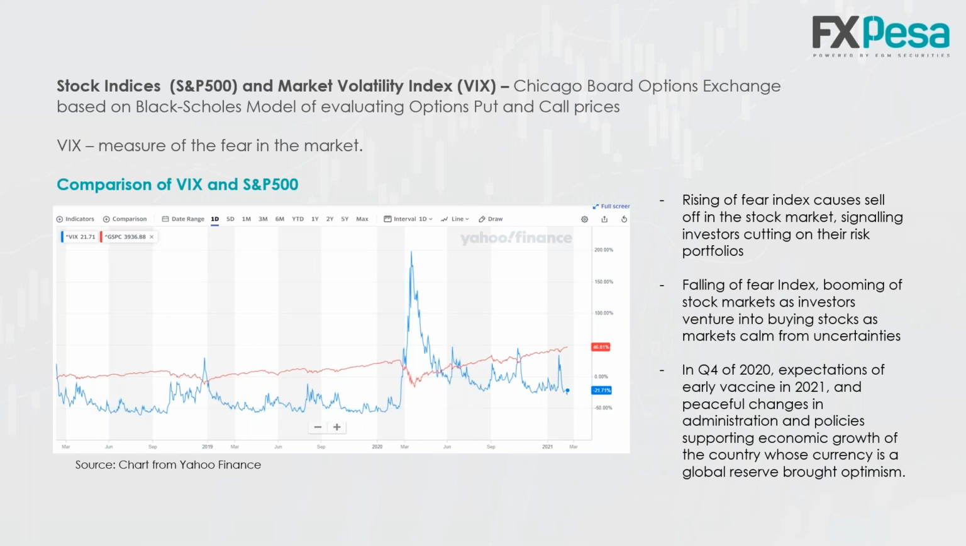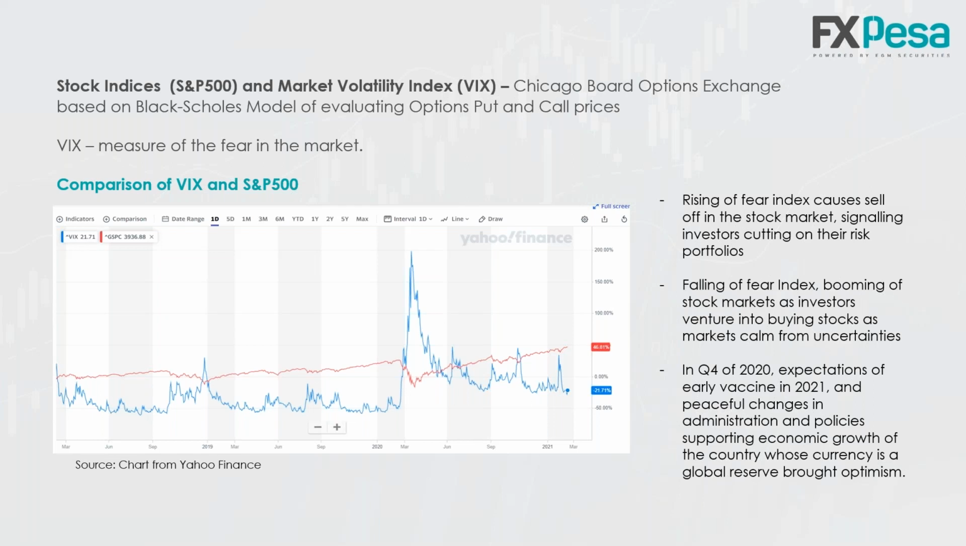It's given by the Chicago Board Options Exchange. And initially, that VIX was used, and even now is used, in pricing the options, the put and call prices for the options, based on the Black-Scholes model. That's a model which is used in pricing the options, right? And it is based on, of course, the prices and other aspects that will indicate the fear in the market.